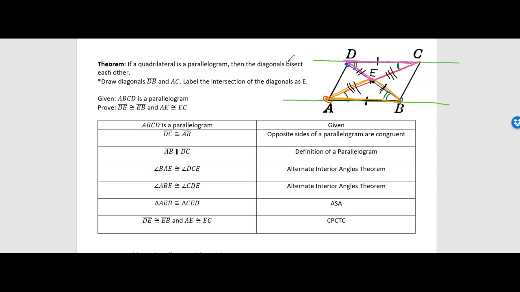Well, once I've done that, I've shown that those diagonals have bisected each other, right? Each half of the diagonal is exactly half of the entire segment. So again, just another property of parallelograms.